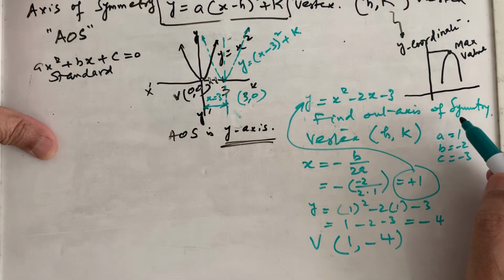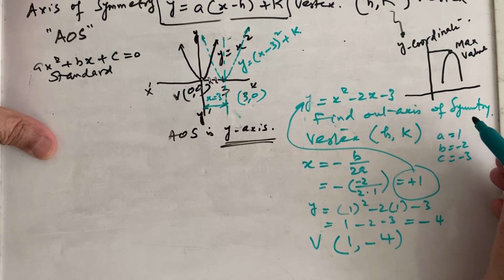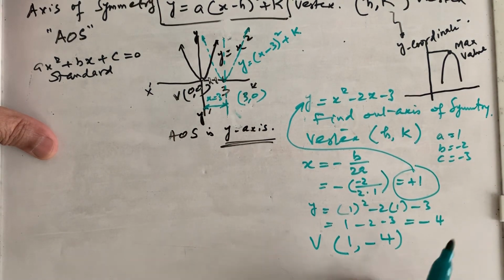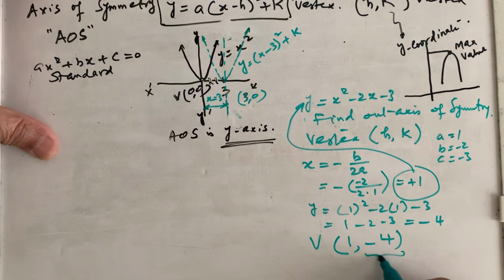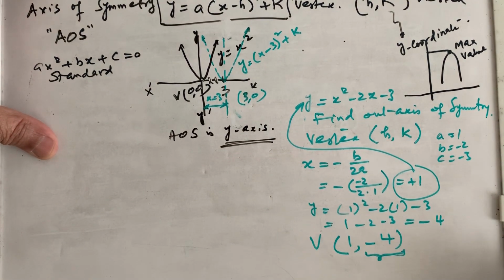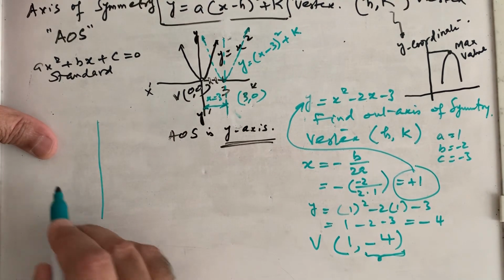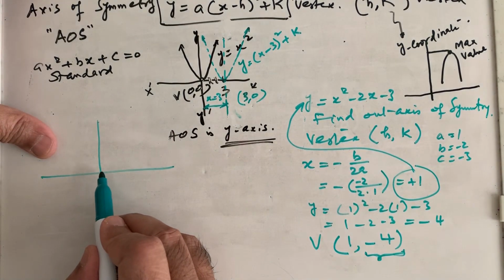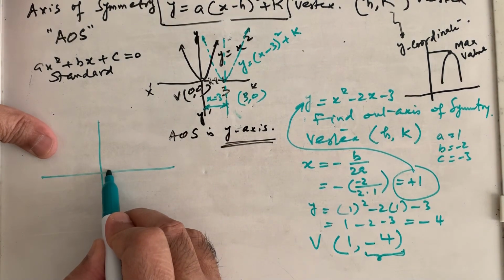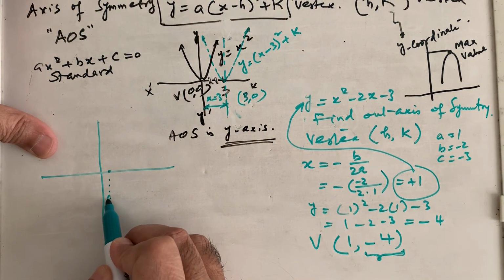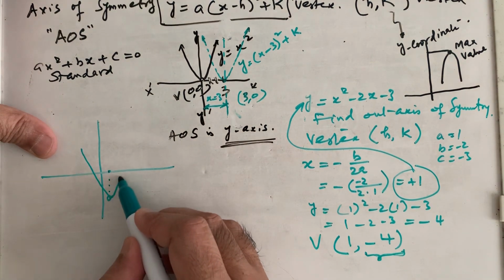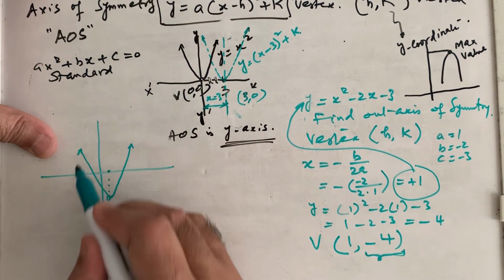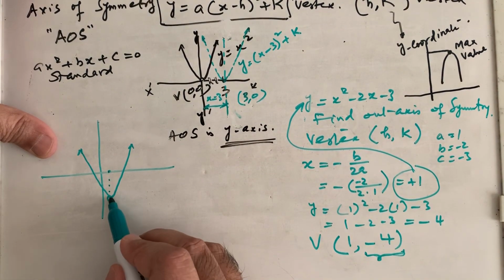But you need to find the axis of symmetry. What is the axis of symmetry in this case? The axis of symmetry is always x equals h. So remember that x equals h is your axis of symmetry. If I want to draw it roughly, the vertex is at 1, minus 4. So 1, and minus 4: 1, 2, 3, 4. My parabola runs somewhere like this, and my vertex is here.